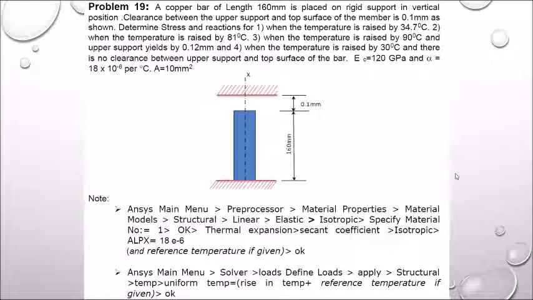And in the third case, when the temperature is raised by 90 degrees Celsius and the upper support yields by 0.12. So here delta T is 90 degrees, you have to apply it as load. But the boundary condition for the top node is uy is equal to 0.1 plus 0.12. I repeat, for the top node, boundary condition should be uy is equal to 0.1 plus 0.12 because the upper support itself is moving upward by 0.12 mm. In the fourth case, you can fix both top and bottom nodes and solve it. This problem also you can try.